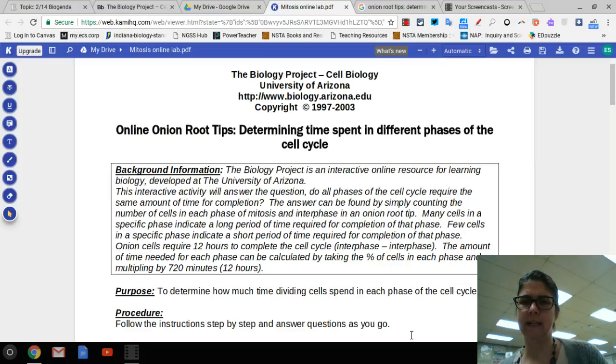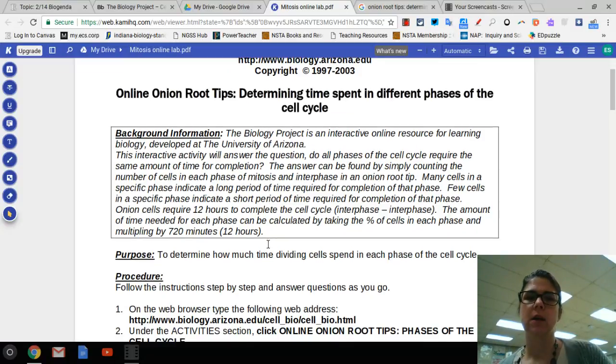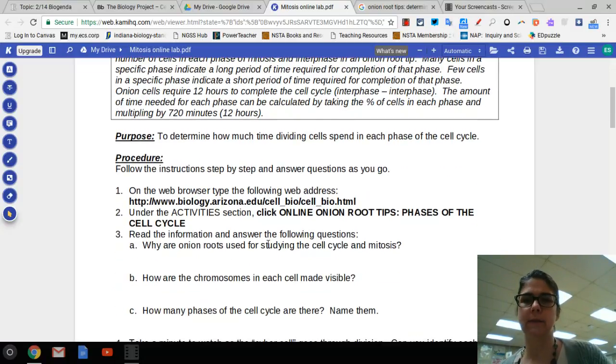Hey guys, it's Mrs. Shannon, and I'm going to walk you through how to do some of the calculations for the online onion root tips, where you had to determine the time spent in each different phase of the cell cycle. The first part of this was pretty self-explanatory.